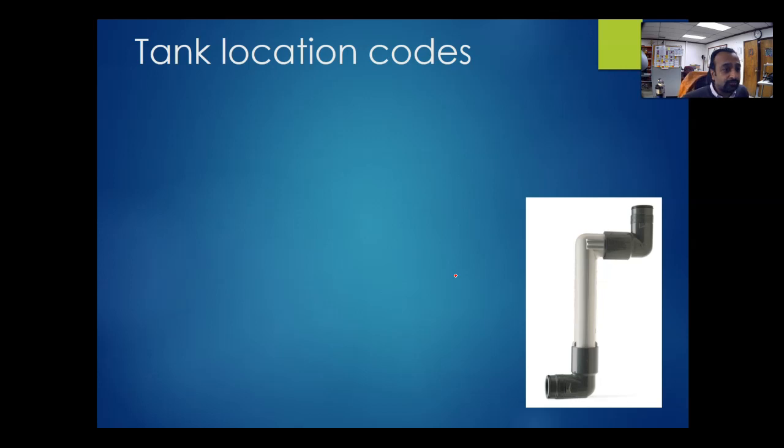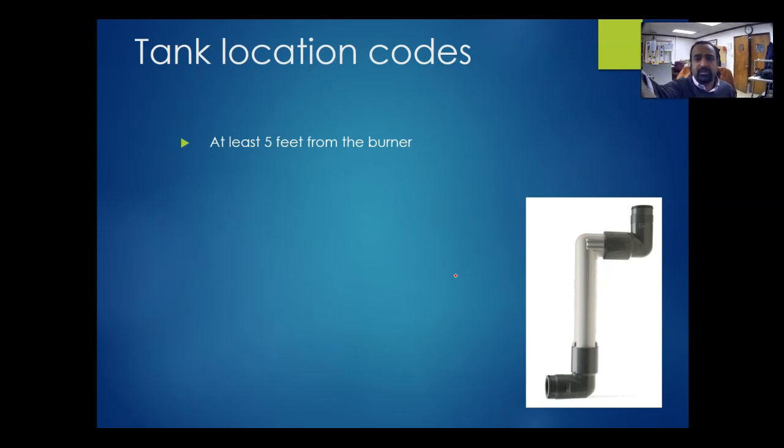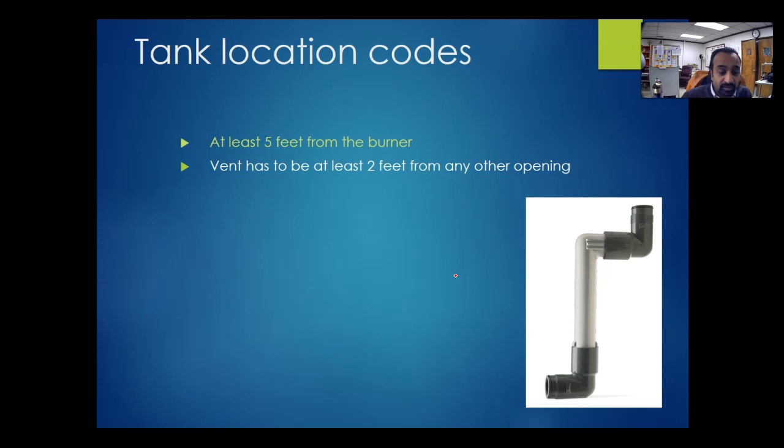Tank location codes. There are some codes here that I'm going to throw at you from what I've seen from the questions. I want you to remember these codes. Let's look at these codes a little bit. Okay. The tank has to be at least 5 feet from the burner. So if you're going to have the tank inside the house, in the basement, make sure it's 5 feet from the burner, 5 feet from even the washer and dryer. So that's one of the numbers.